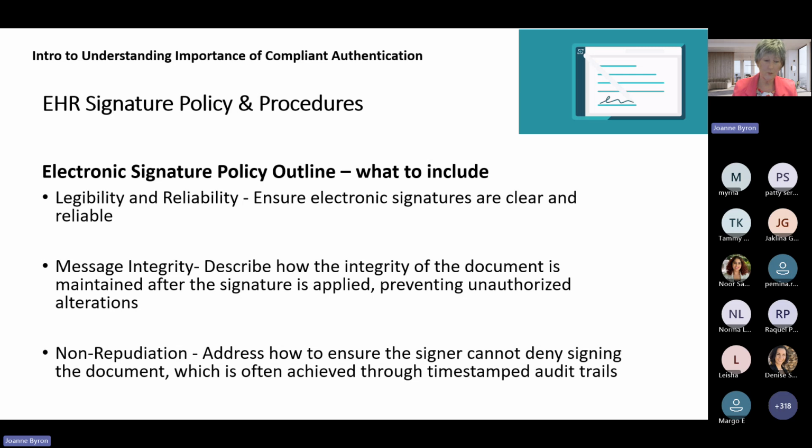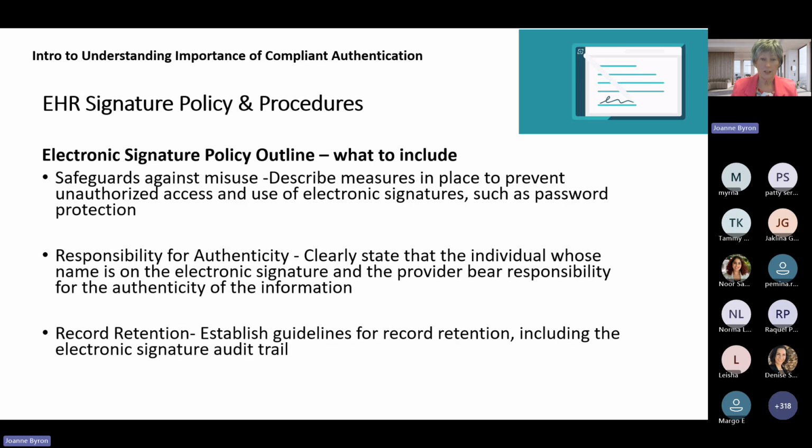We're not done. There's a few more things that I want to go over, which includes how your system safeguards against misuse by describing measures that you have in place to prevent unauthorized access and use of electronic signatures, such as you want to address password protection. Your policy should clearly state that the individual whose name is on the electronic signature and the provider bear responsibility for the authenticity of the information. You're going to want to use that type of wording.